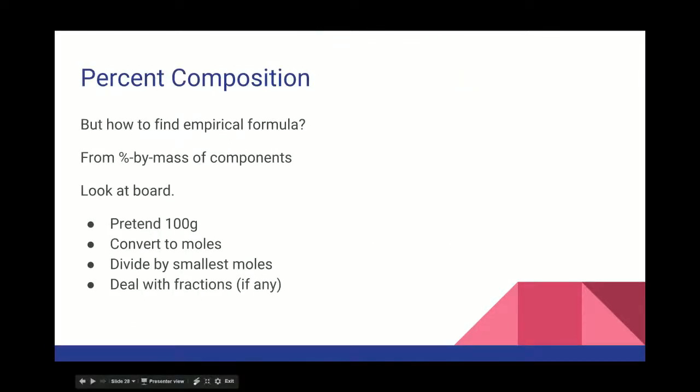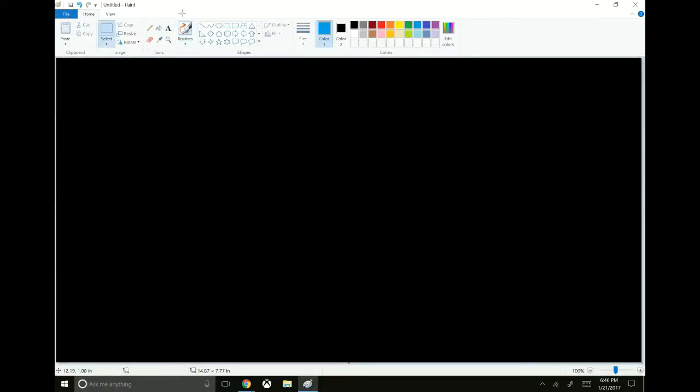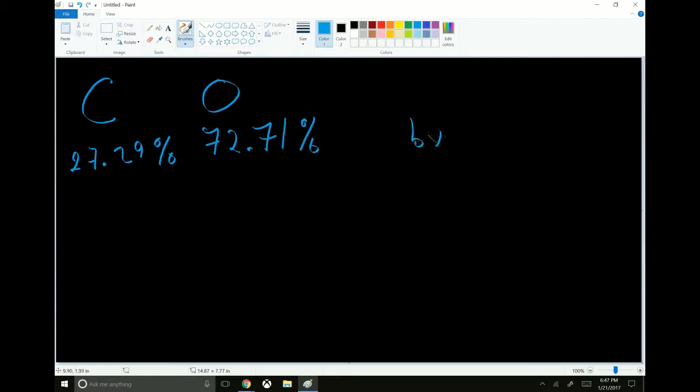Now, you can go from the empirical determination, or the percent composition, to empirical formula. So, percent composition would look something like this. This is our percent composition. Okay, so if we have a compound with carbon and oxygen in it. We'll just start with something that only has 2. And our carbon is 27.29%, and our oxygen is 72.71%, okay, by mass. And that is what percent composition means.